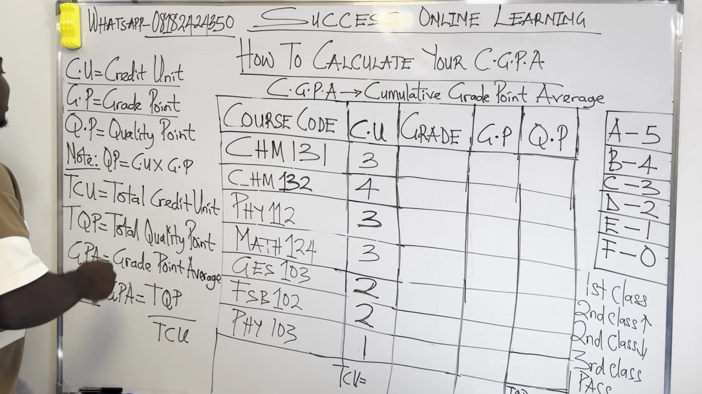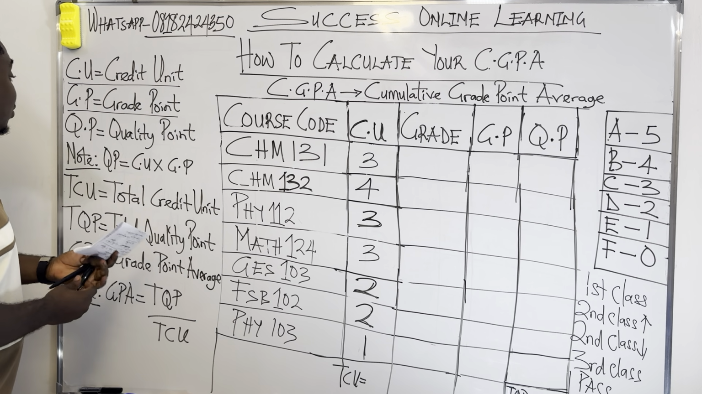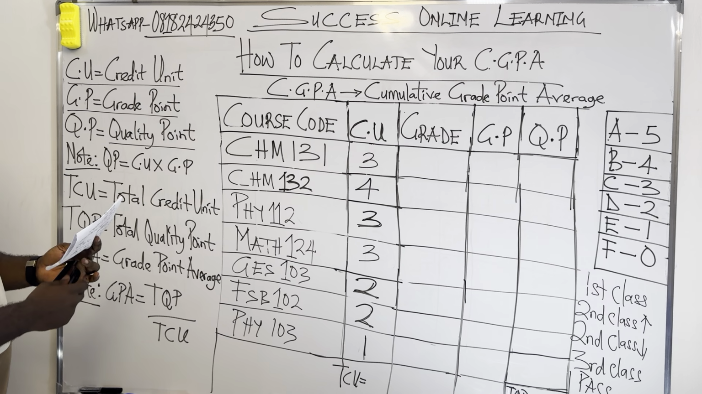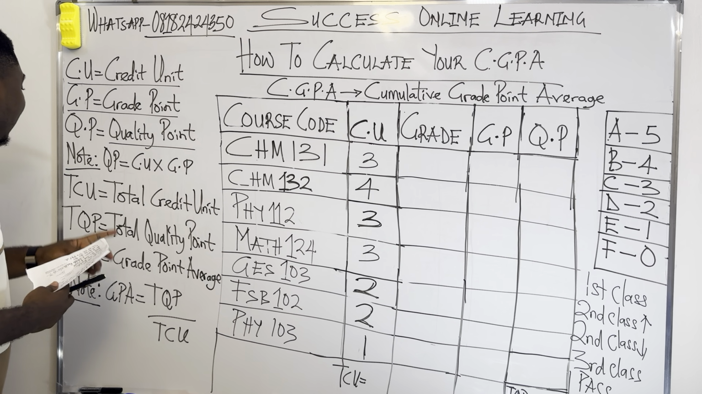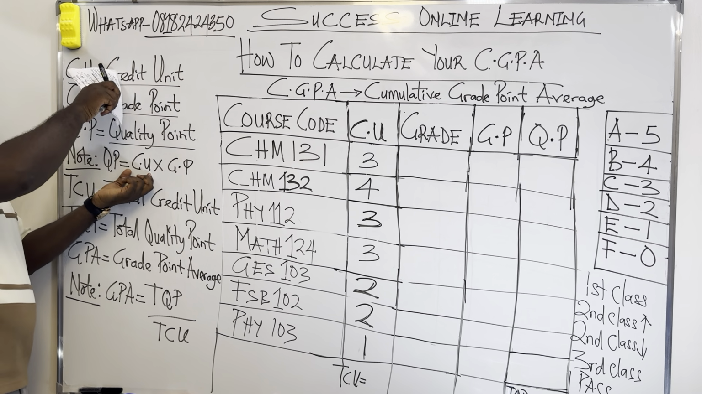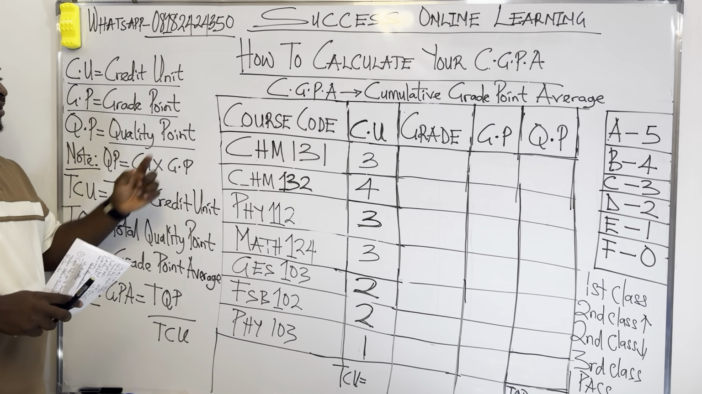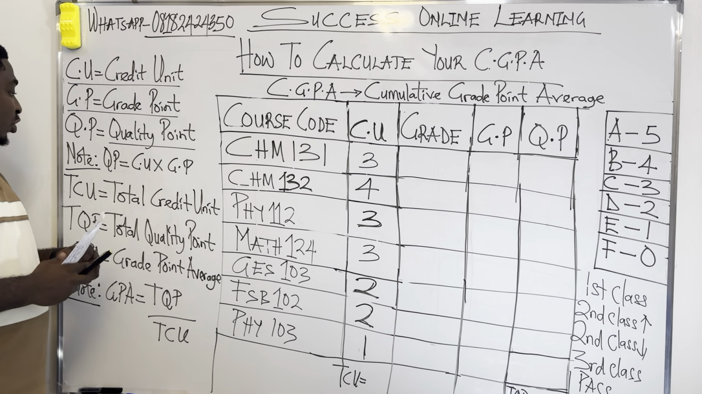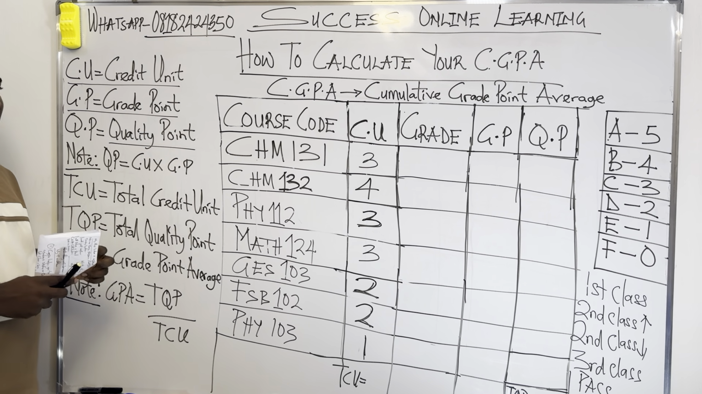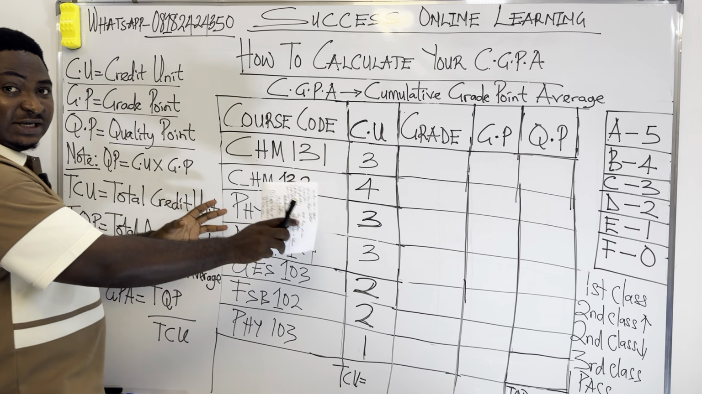And the next thing we'll look at now is quality point. Yes, this is the one that is most frequently asked, quality points. If you see, I put a note: QP means quality point, which is the product of the credit unit CU and the grade point GP. So your quality points are attained by multiplying your credit unit and your grade points. In case you're still confused, don't worry. I'll show you everything in this table.